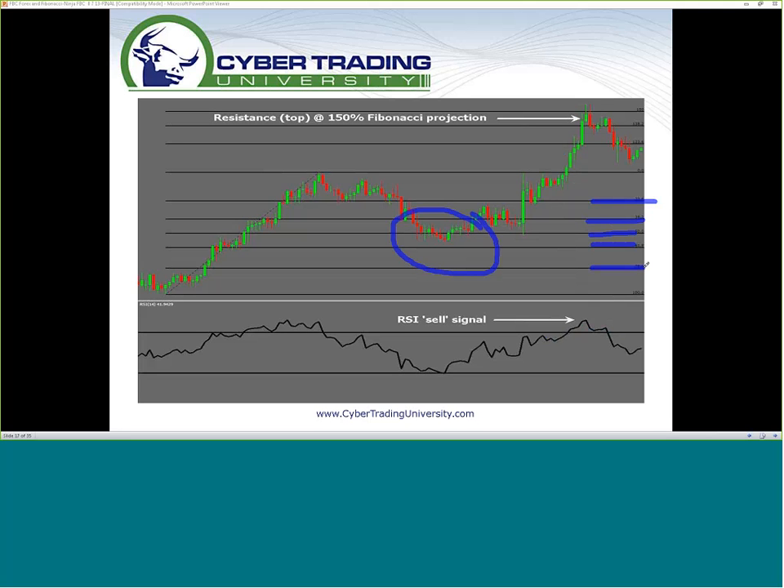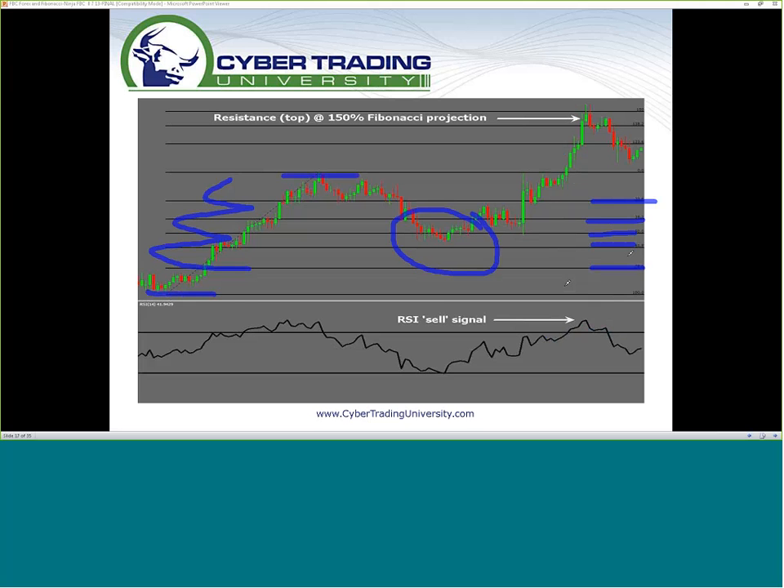I think that's a lot better than just thinking, well, it could be anywhere between here and here. That's a lot of space. And the RSI might give us buy and sell signals all day long. At least now we have 5 big levels to contend with.